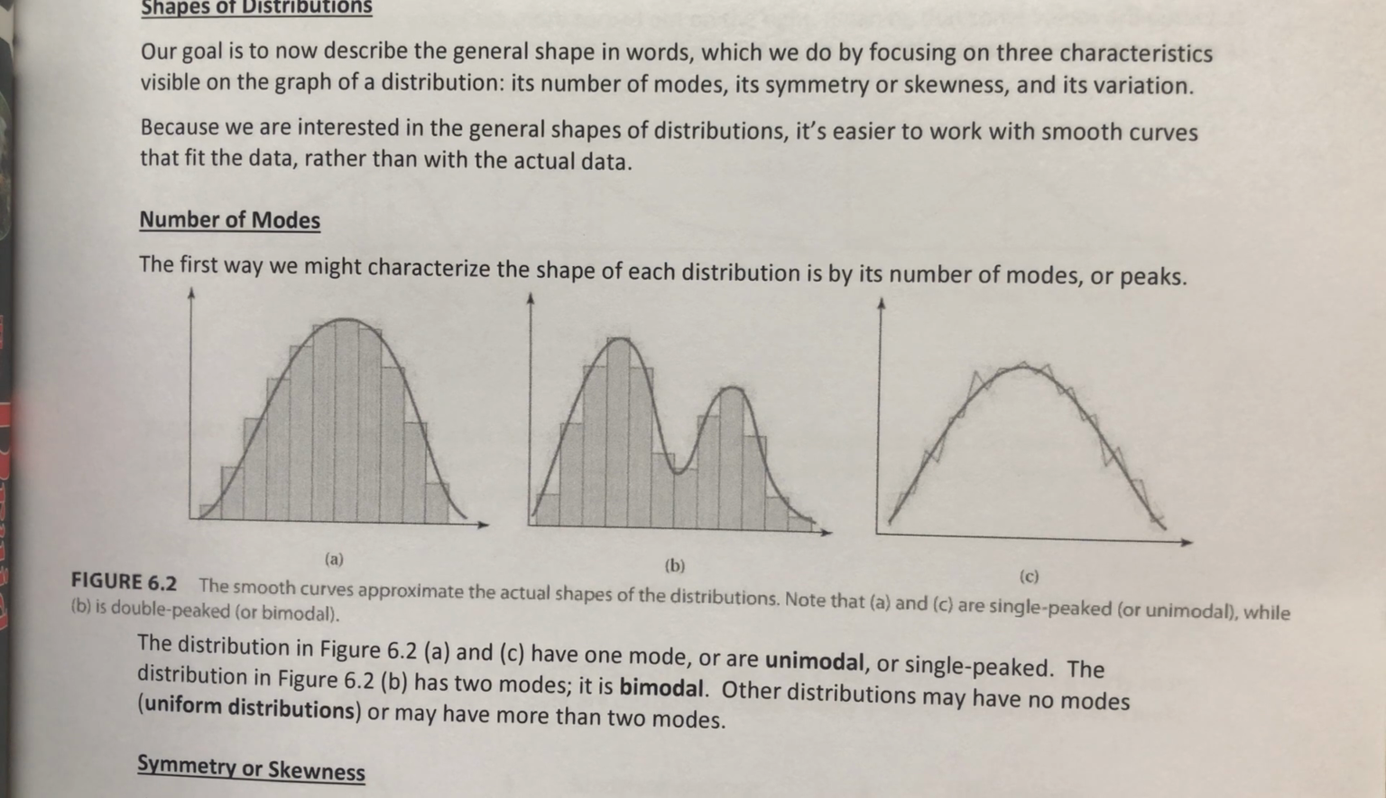So the modes, all we're looking for here is the peak. So A, we have one peak. B, there are two peaks. And C, there's also one peak. Okay, so in cases of A and C, there's one number that shows up a lot and everything else is kind of scattered. For B, there were two numbers that showed up a lot.